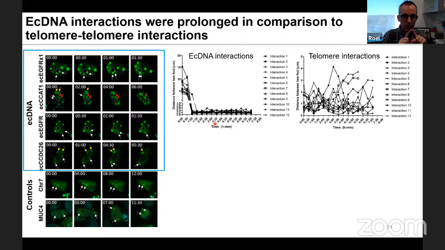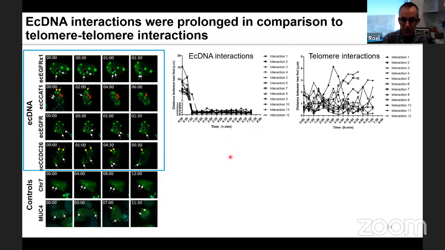And of course, each cell contains at least 46 telomeres, presumably. And we find that, actually it's 92 because telomeres are on both sides. We find that for telomeres, these interactions also occur, but are much more random, sporadic, and short-lived. So there seems to be some system to the ecDNA interactions.